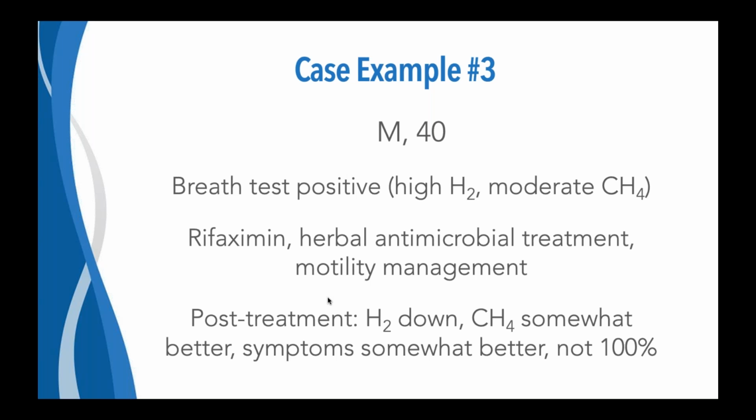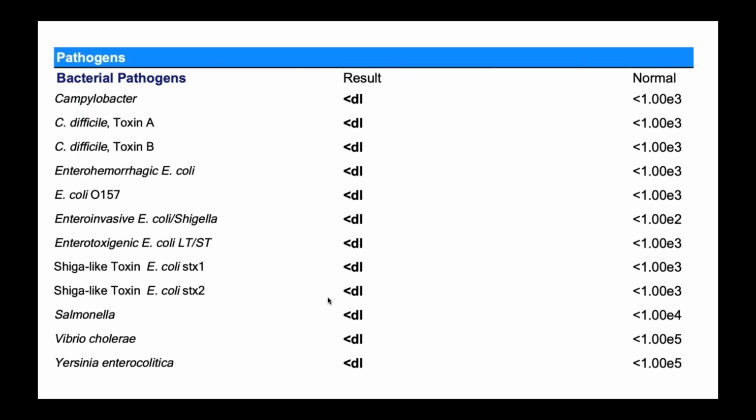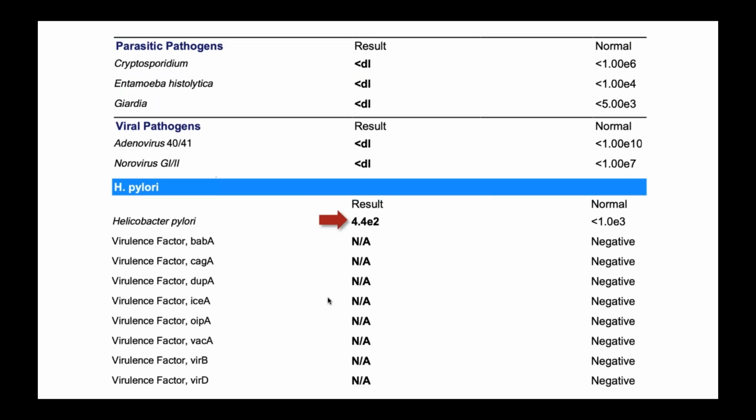Post-treatment, a retest was done, breath test was done again, hydrogen was down, and then the CH4, the methane, was only improved a little bit, which kind of went along with symptoms, that symptoms were somewhat better, but this patient wasn't quite at 100%. So once again, a pretty common scenario where treatment does seem to help, but there are still some lingering symptoms. In this case, pathogens were clear. Parasitic pathogens, viral pathogens were also negative. H. pylori was detected at a moderate level.